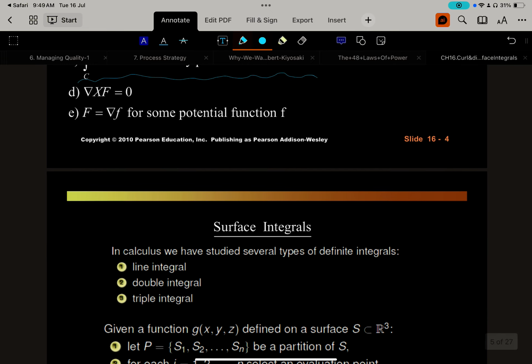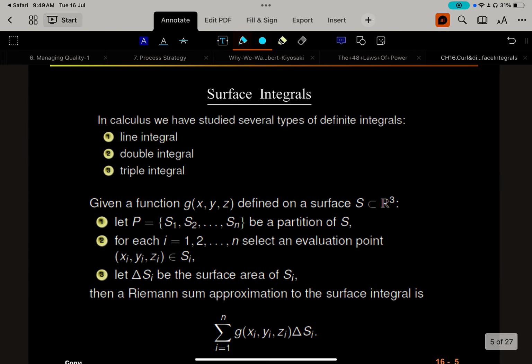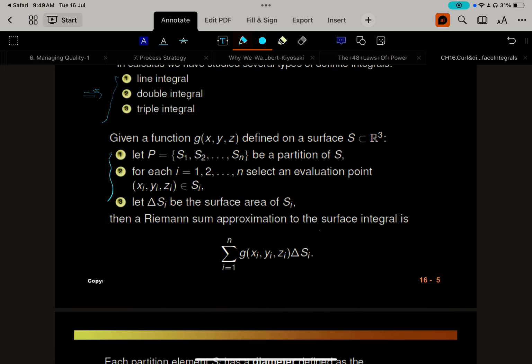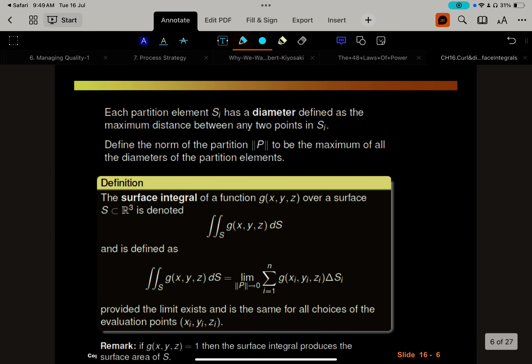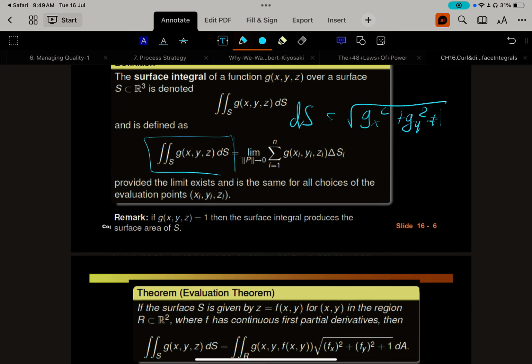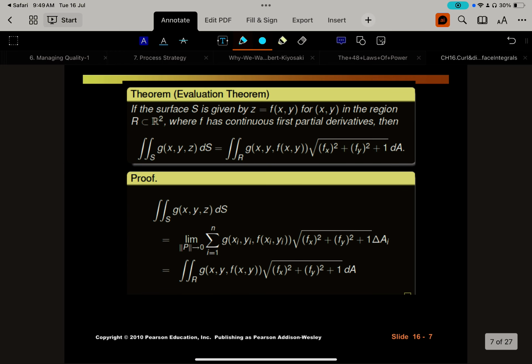Okay, and so there are also surface integrals that we can find. We studied line integrals, double integrals and triple integrals, and we can find surface integrals with these. The surface integral of a function over a surface is denoted as follows. This is the surface integral, and dS is just the square root of g_x squared plus g_y squared plus 1. This is just dS.